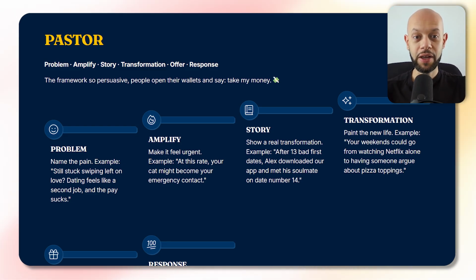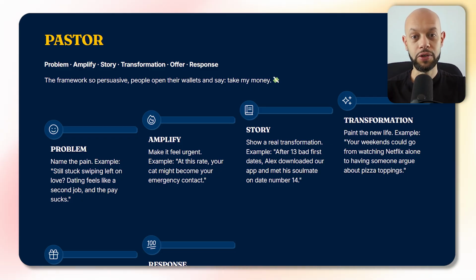Then you amplify the problem and make it feel urgent. You say, "At this rate, your cat might become your emergency contact." Again, very fun and lighthearted. And then we present them with a real story or transformation from one of our customers. "After 13 bad first dates, Alex downloaded our app and met his soulmate on date number 14." And then we go through the transformation and try to make people imagine how their life is going to look like. "Your weekends could go from watching Netflix alone to having someone argue about pizza toppings."